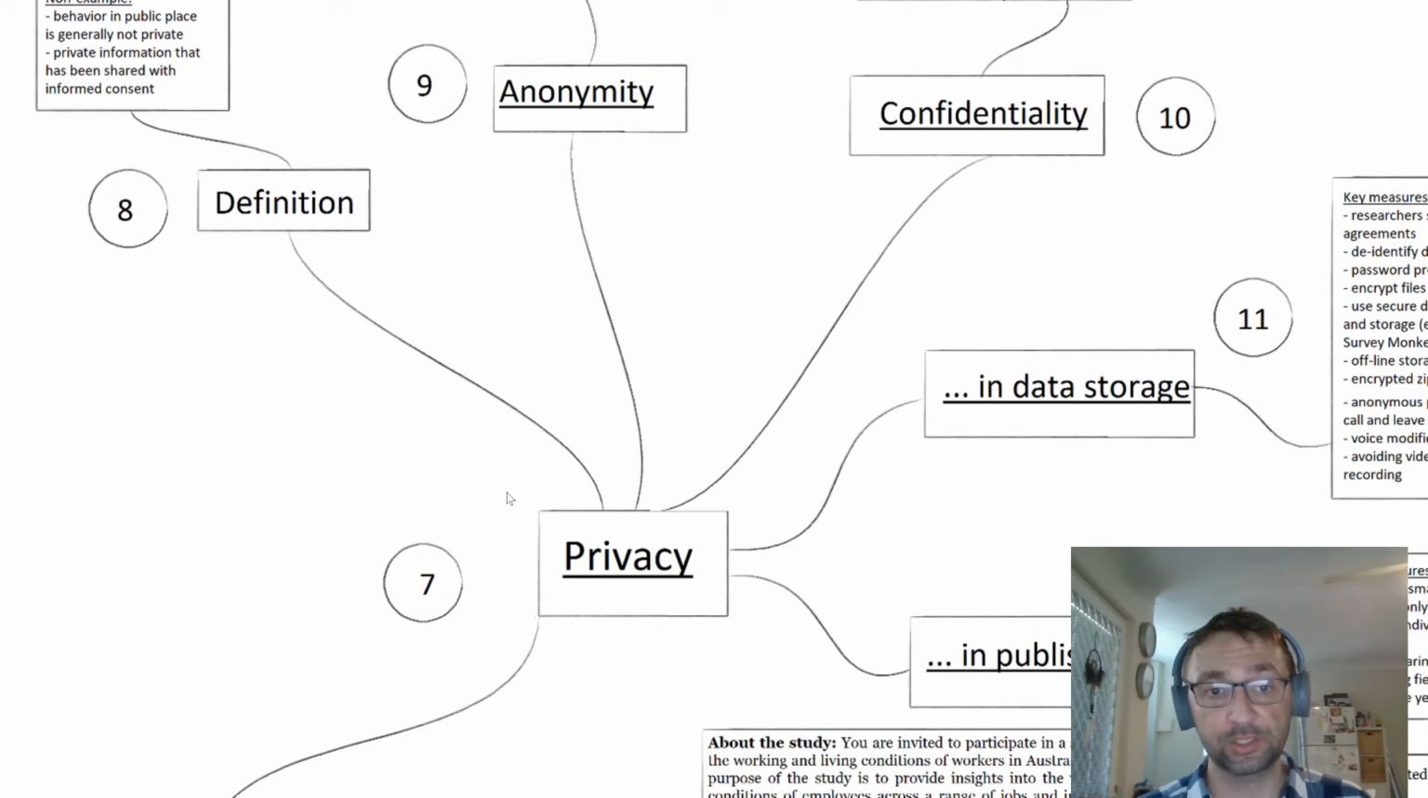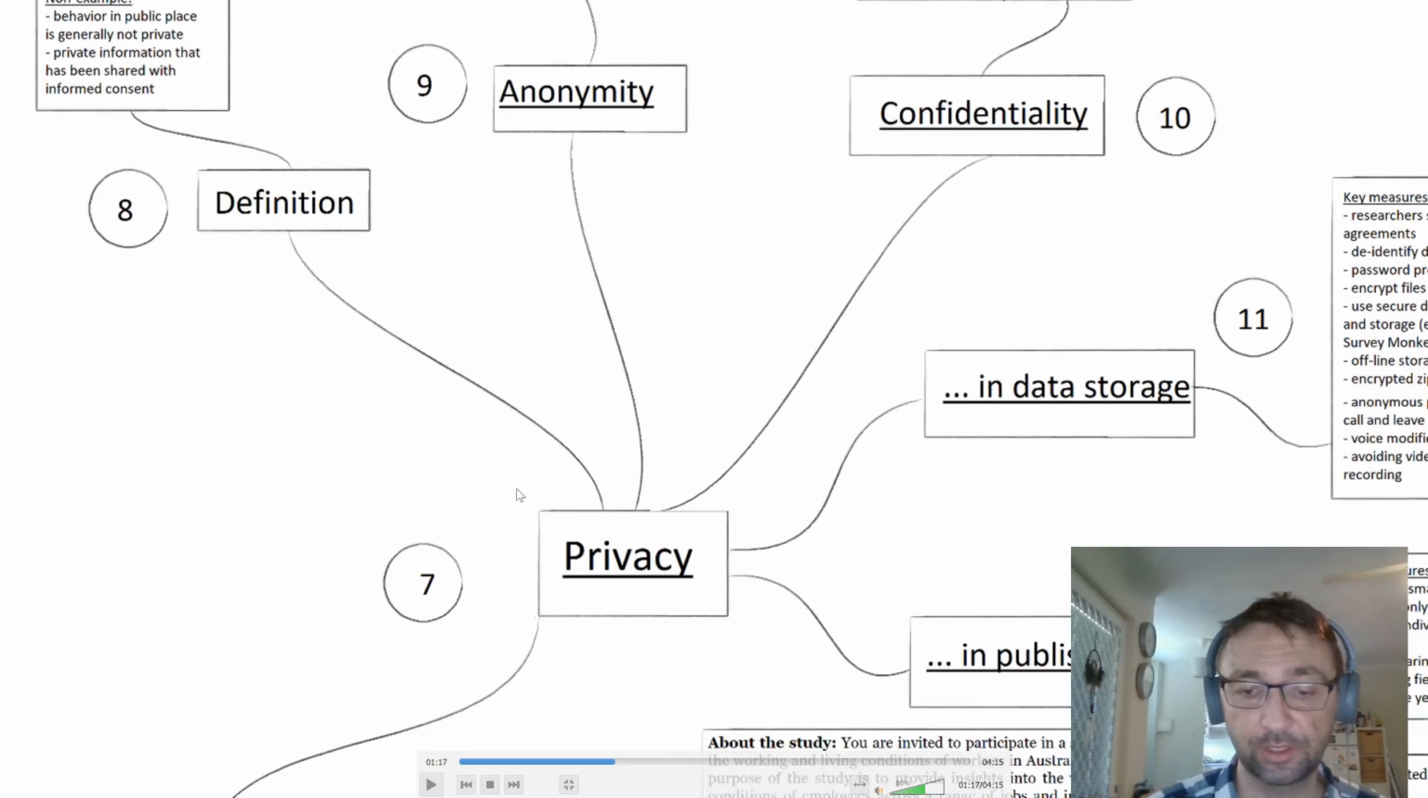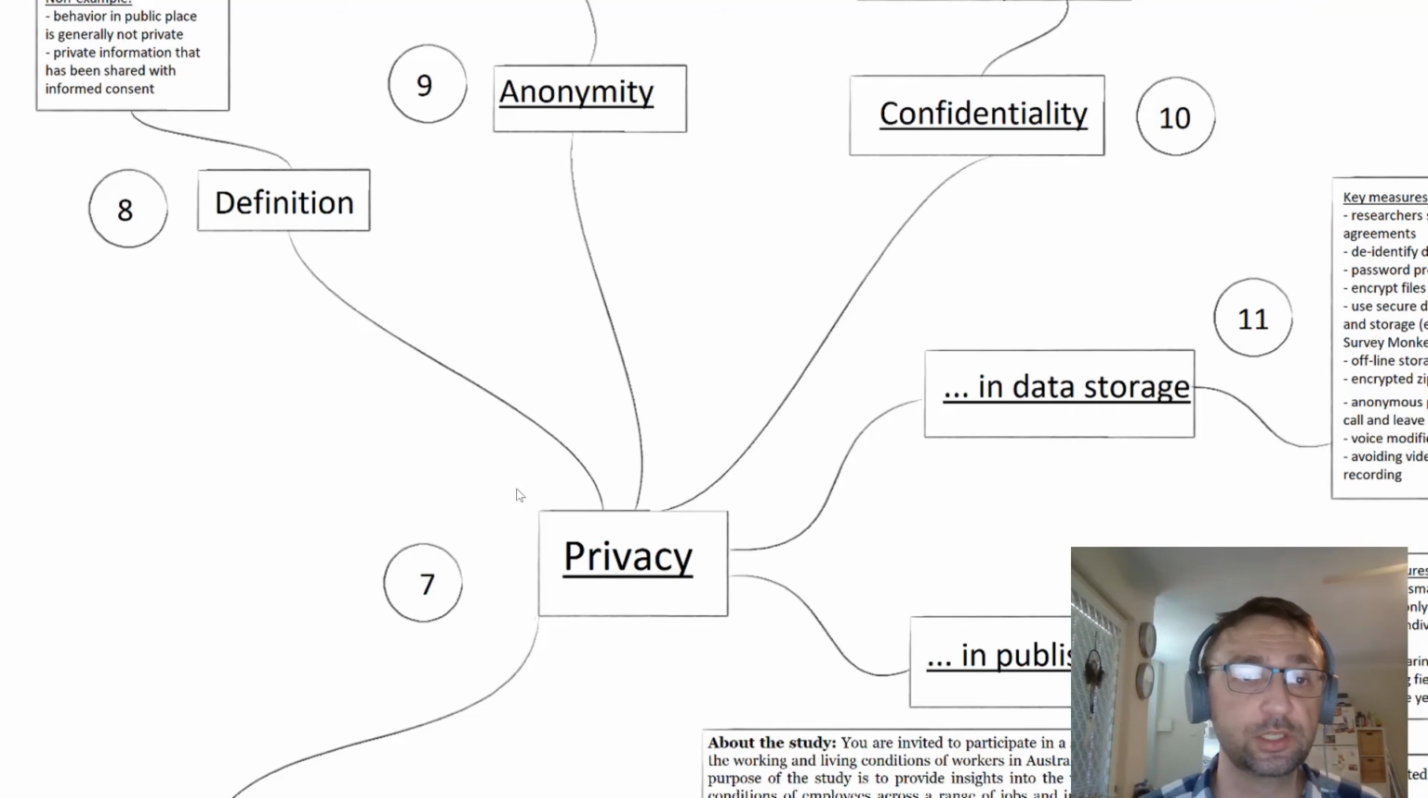slides better. So okay, we're on slide 7 and we're going to talk about privacy. Briefly, we'll go through the definition, then we'll talk about two concepts and ways of protecting privacy, which are anonymity and confidentiality, and then we'll talk about what that practically means in data storage and in publishing. Okay, so let's get into it.